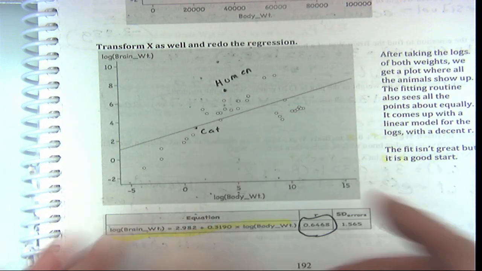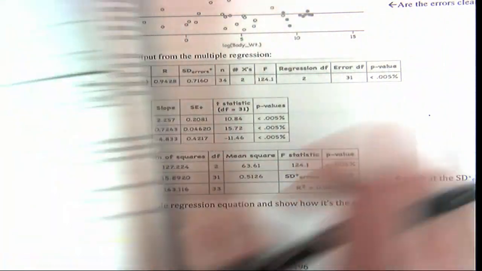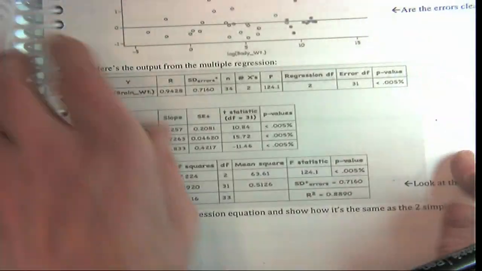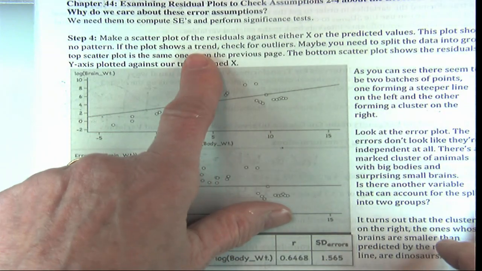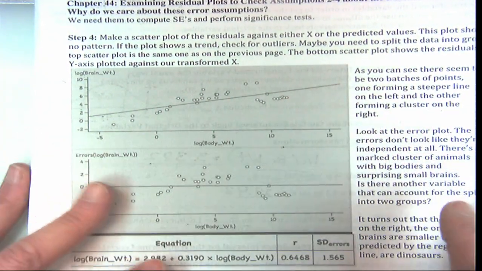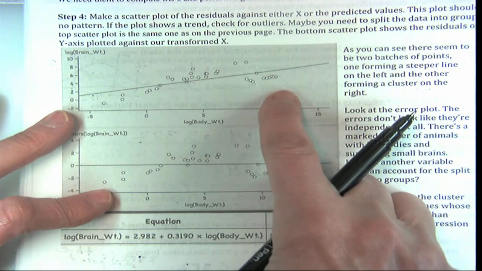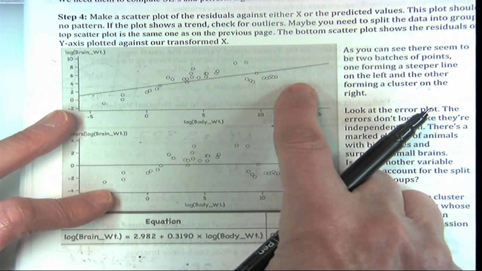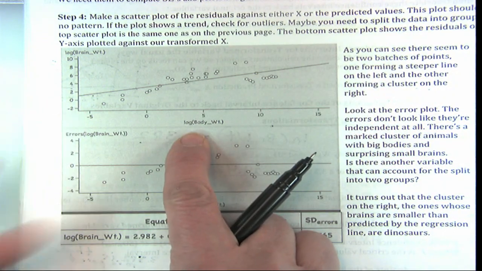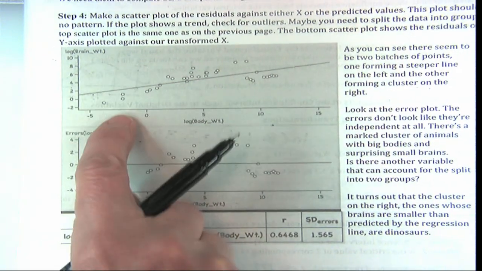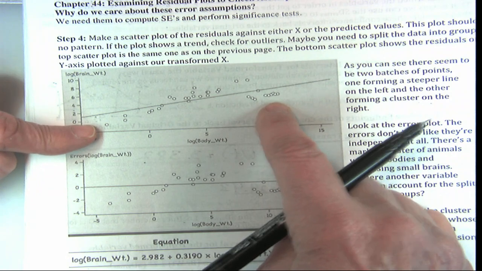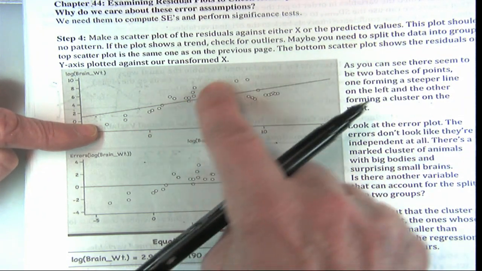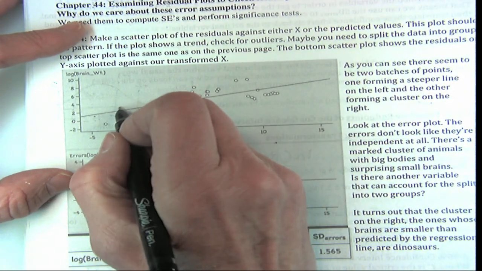So now we're going to do what we said we were going to do before and make a scatter plot of the residuals. First of all, here's our actual graph, our scatter plot of log body weight versus log brain weight. And we can see that the residuals do form a pattern. It's not great.